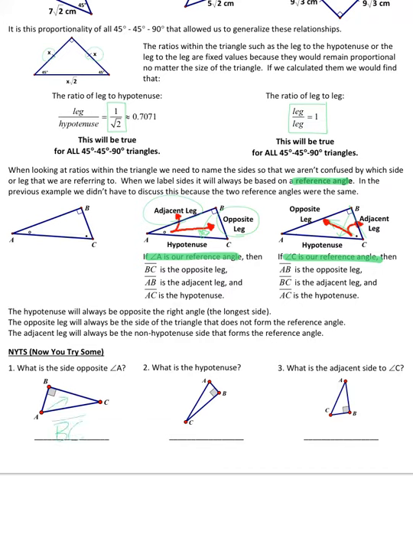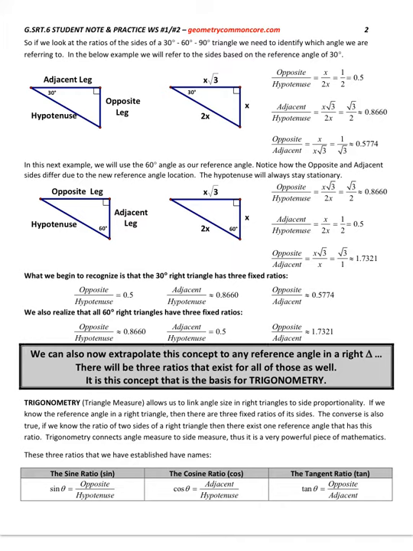On this page in the notes, we're looking at the 30, 60, 90 triangle and writing ratios of the sides. If you look at this base triangle, we have x as the short leg, which means x root 3 is the long leg, and 2x is the hypotenuse. And if you look at these ratios, the opposite to hypotenuse is always a half. When you look at the opposite to adjacent, 1 over root 3 is always going to be that decimal, and then the adjacent to hypotenuse will be that decimal. That's in reference to angle 30.